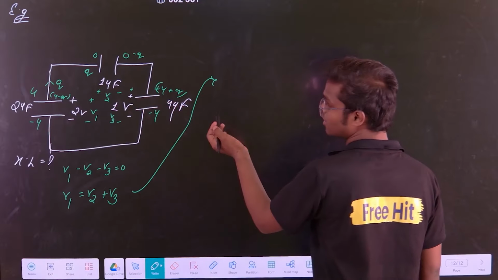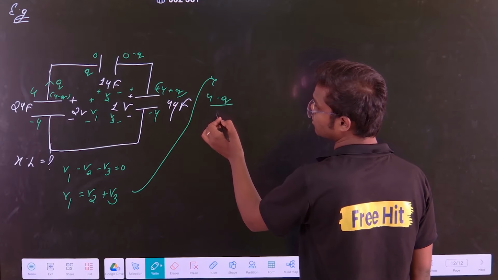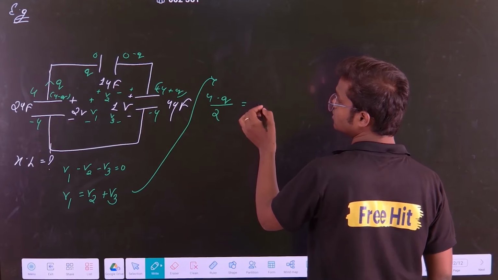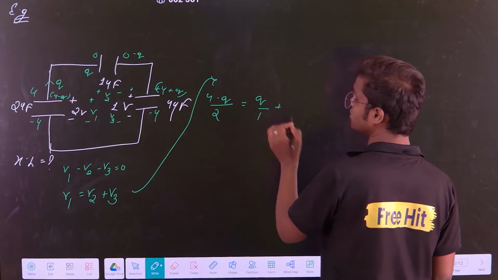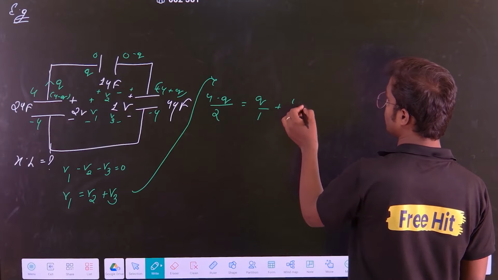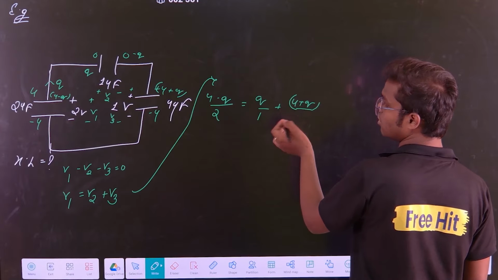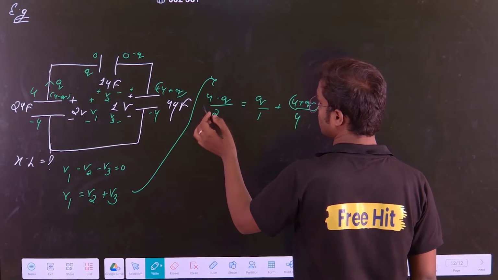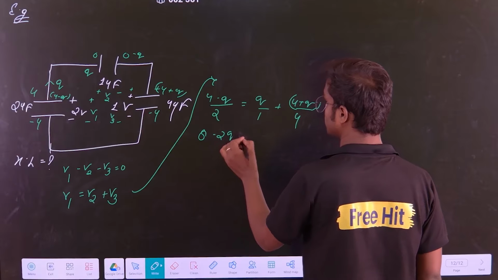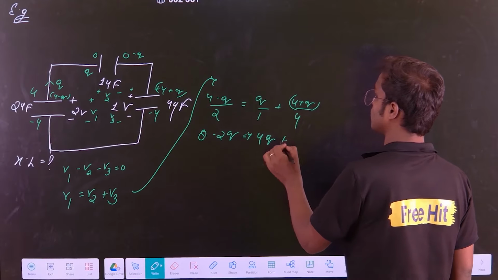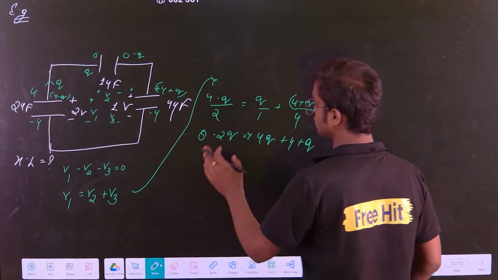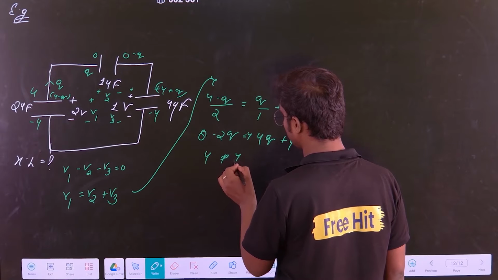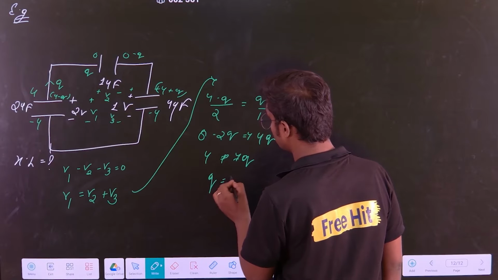Correct. So what will be is going to be (4 minus Q) divided by 2 plus, it's equal to how much? That is Q by 1 plus how much? That is (4 plus Q) by how much? 4. Yeah. So just multiply by 4, you will get how much? 8 minus 2Q is equal to 4Q plus 4 plus Q. That is 5Q. So 8, 4, that is 4 is there. 5 plus 2, that is 7Q. And what is Q? Then it will become 4 by 7.